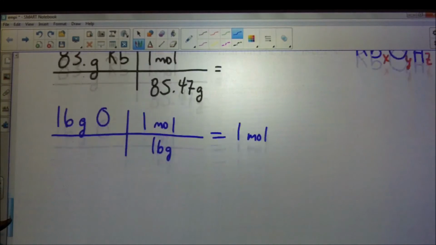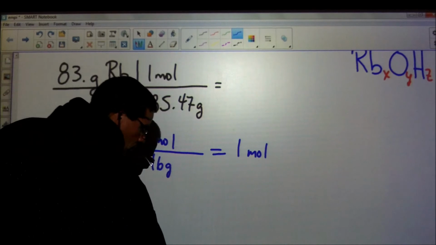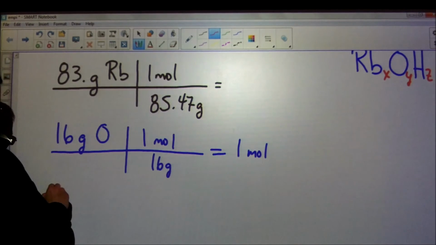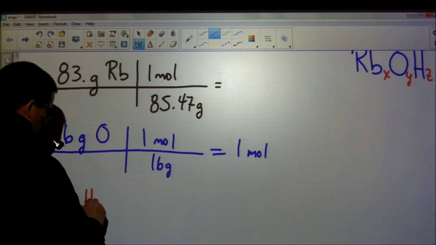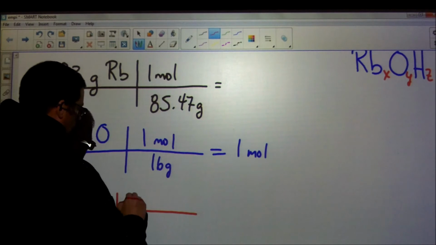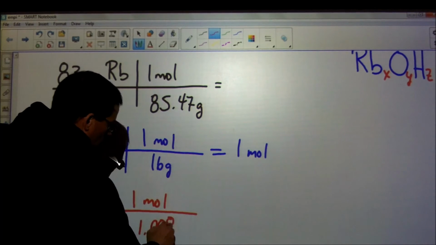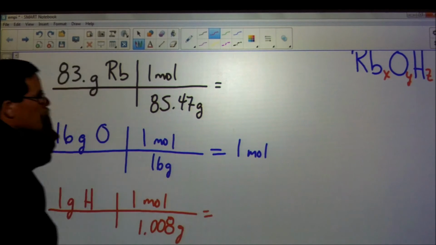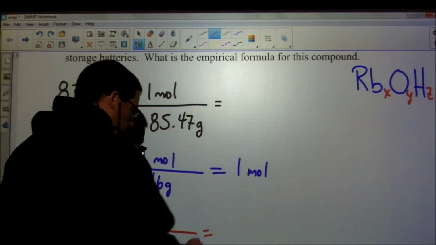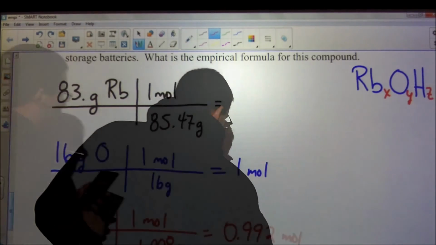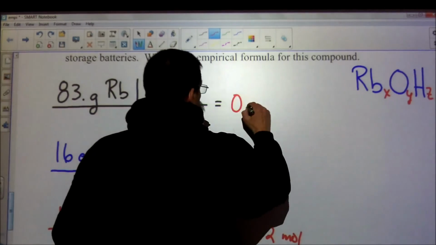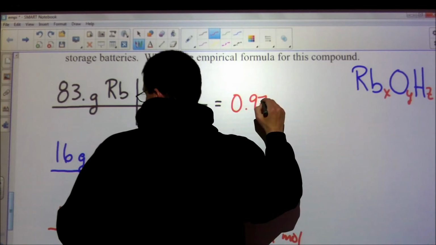And then looking at the hydrogen, we had 1%, so that means 1 gram of hydrogen. And that's pretty close, but I don't want to round it too much here. So let's find out what those are: 0.99, so it's 0.97, say 1.